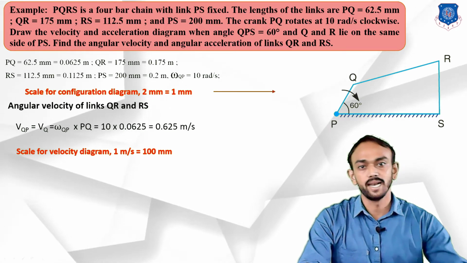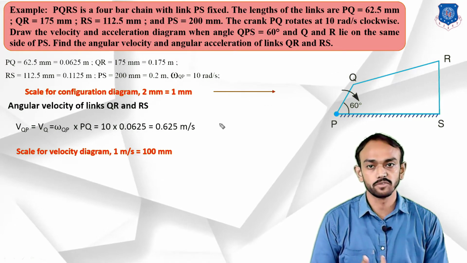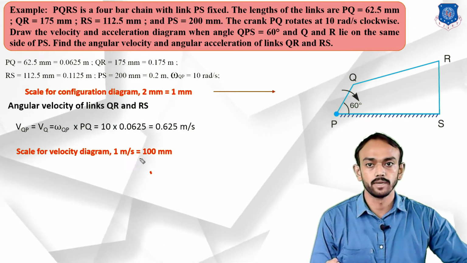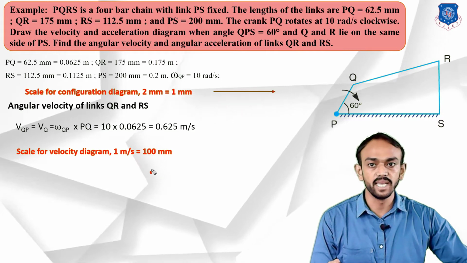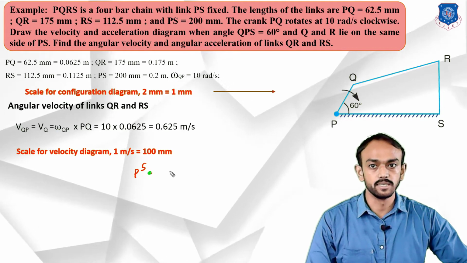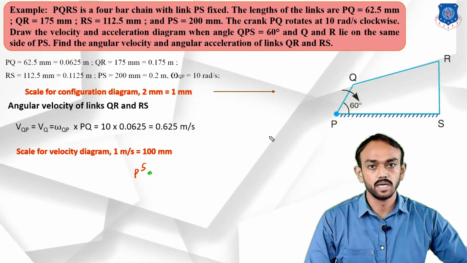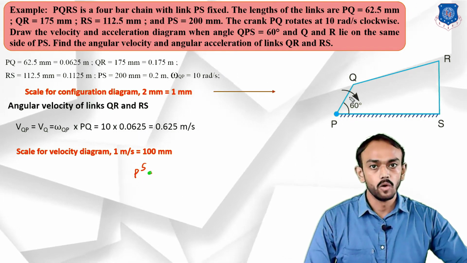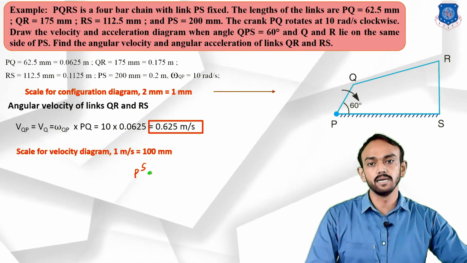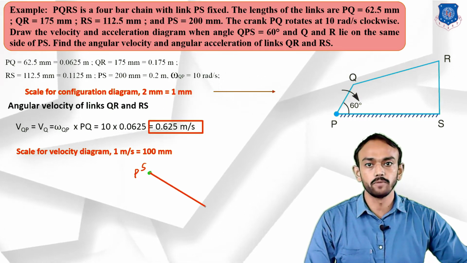Now let's start drawing the velocity diagram. As you know the procedure, first take all the fixed points at the same point, like you can see on the screen, P and S. So P and S will be at some origin. This is the origin point. Now we will draw our first vector, which is perpendicular to PQ. The length will be, as you know, 0.625 with the scale of 100 mm, so we will draw the line here with a length of 62.5 mm.